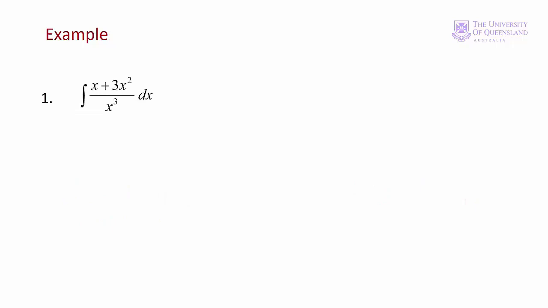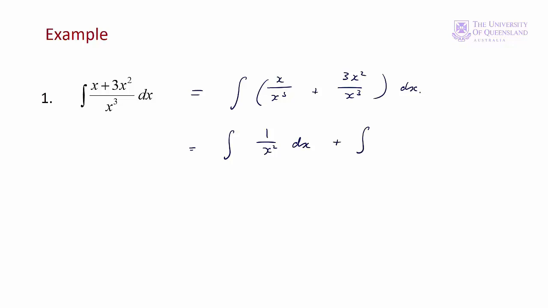Since we haven't yet come across any of the more advanced techniques in integration, what we can do in this example is to simplify the integrand and then apply the rules that we know. That's equal to the integral of (x + 3x squared) on x cubed dx. We can apply our addition rule and simplify, so that will be equal to the integral of 1 on x squared dx plus the integral of 3 on x dx.